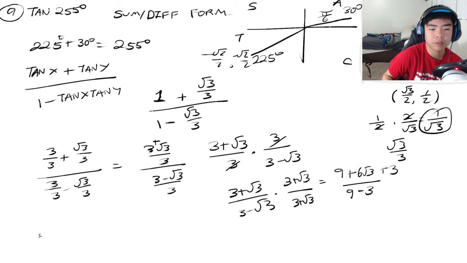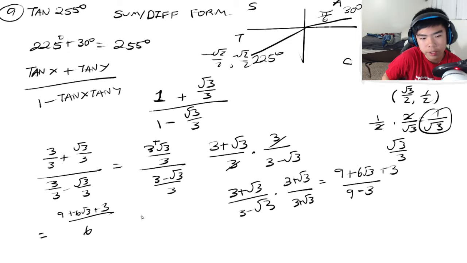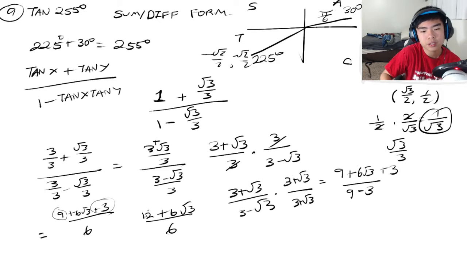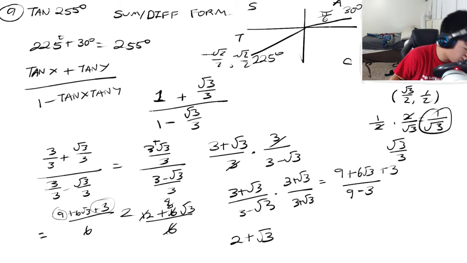So I'm gonna move over here. So now we're gonna have 9 plus 6 rad3 plus 3 divided by 6. So we're gonna get 12, because you're adding this and this. 12 plus 6 rad3 over 6. This could be 2 and this could be 1, and 1 is just it by itself. So you can just have 2 plus rad3. So that would be the answer.